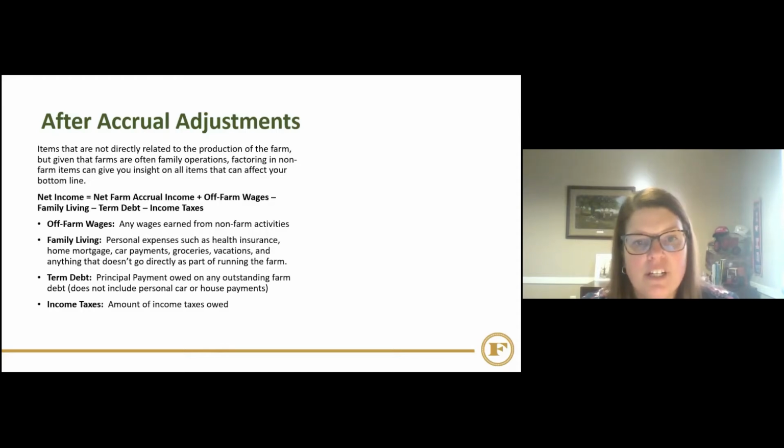We often see cash flow projections or income statements that do not account for family living, term debt, and income taxes. But just like if you were to work an outside job, a job outside the farm, you get a paycheck and you pay your bills with it. The same thing needs to happen with your non-production expenses, such as term debt, income taxes, and family living. Your farm should be able to pay you some sort of income or wage. From that, you will need to pay the principal on that tractor loan, or pay your income taxes, or pay for gas in your personal car, or for groceries.